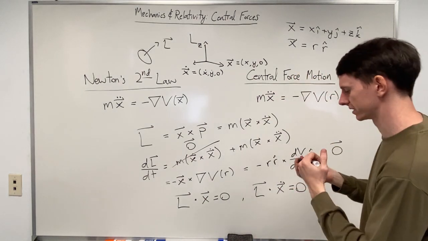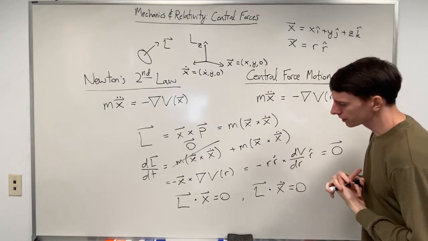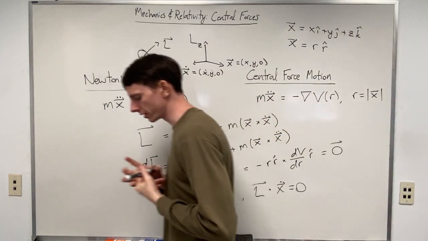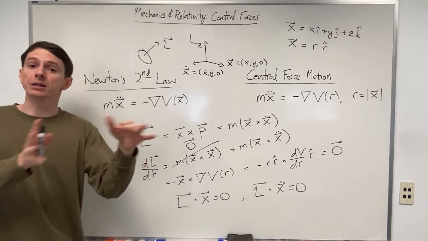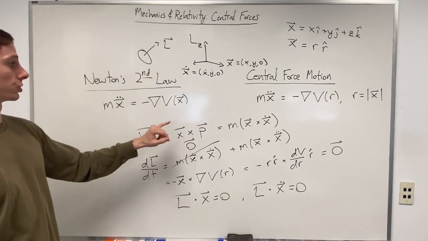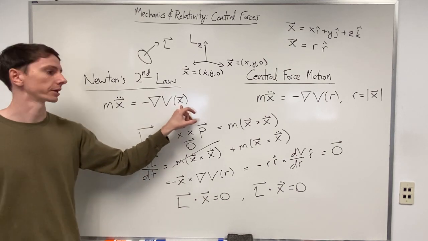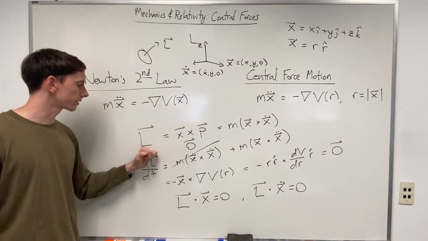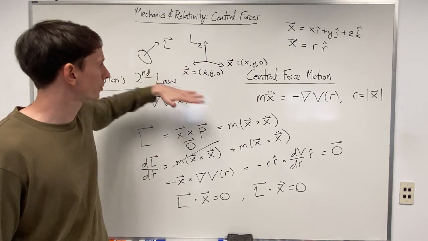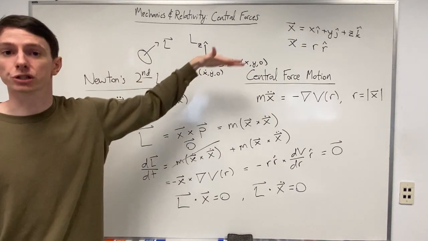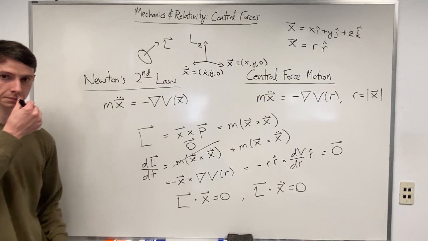Hopefully that makes sense. So that's the first step: when working with a central force, we can reduce our three-dimensional problem. We started with a three-dimensional problem in the general case of Newton's second law. But just from the fact that we have conservation of angular momentum, we can now say that our particle moves within a two-dimensional plane. Okay.